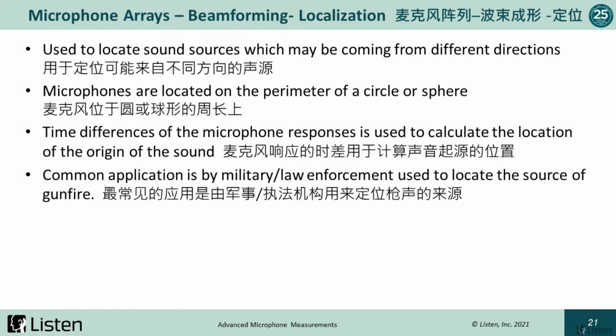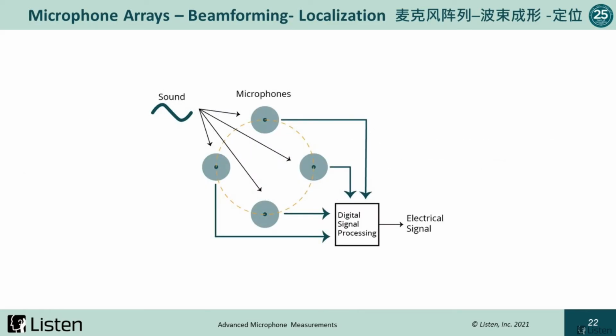And lastly, we are going to talk a little bit about a microphone array that's used for localization. It's used to locate sounds which may be coming from different directions. And in this case, the microphones are located on the perimeter of a circle or of a sphere, and the time differences of the microphone responses is used to calculate the location of the origin of the sound. And a very common application here is something that's used by military and law enforcement to locate the source of gunfire. And here's the schematic of a localization array.